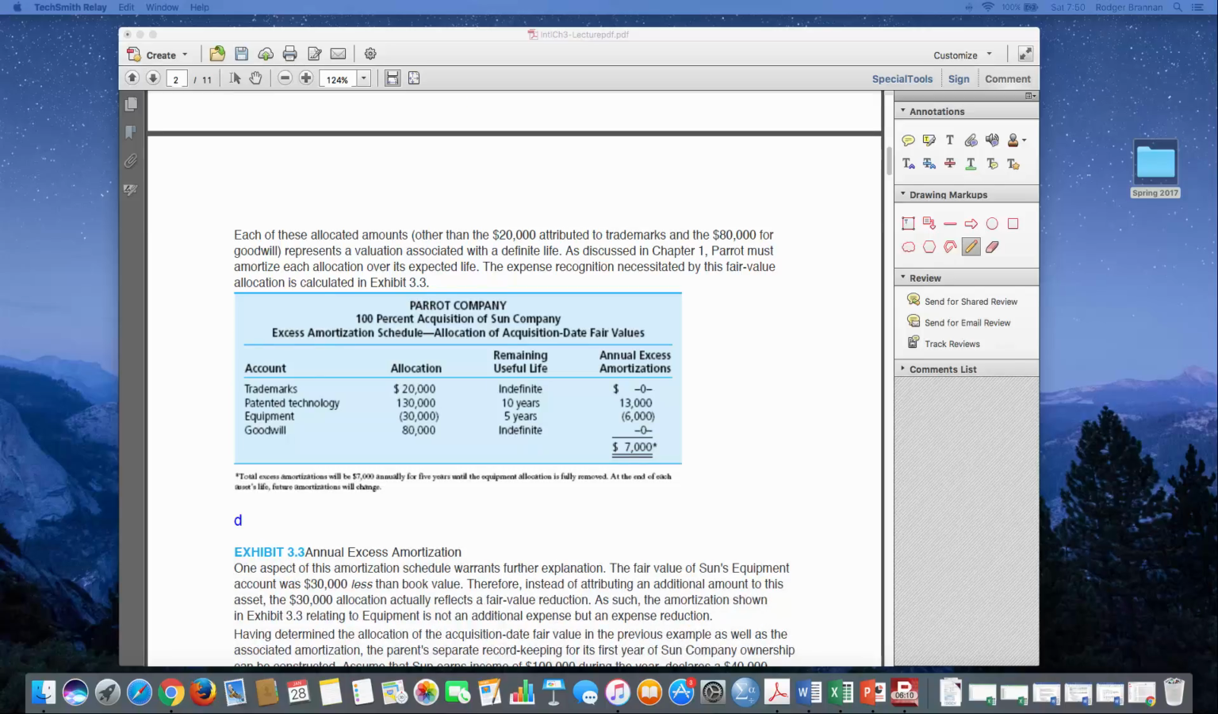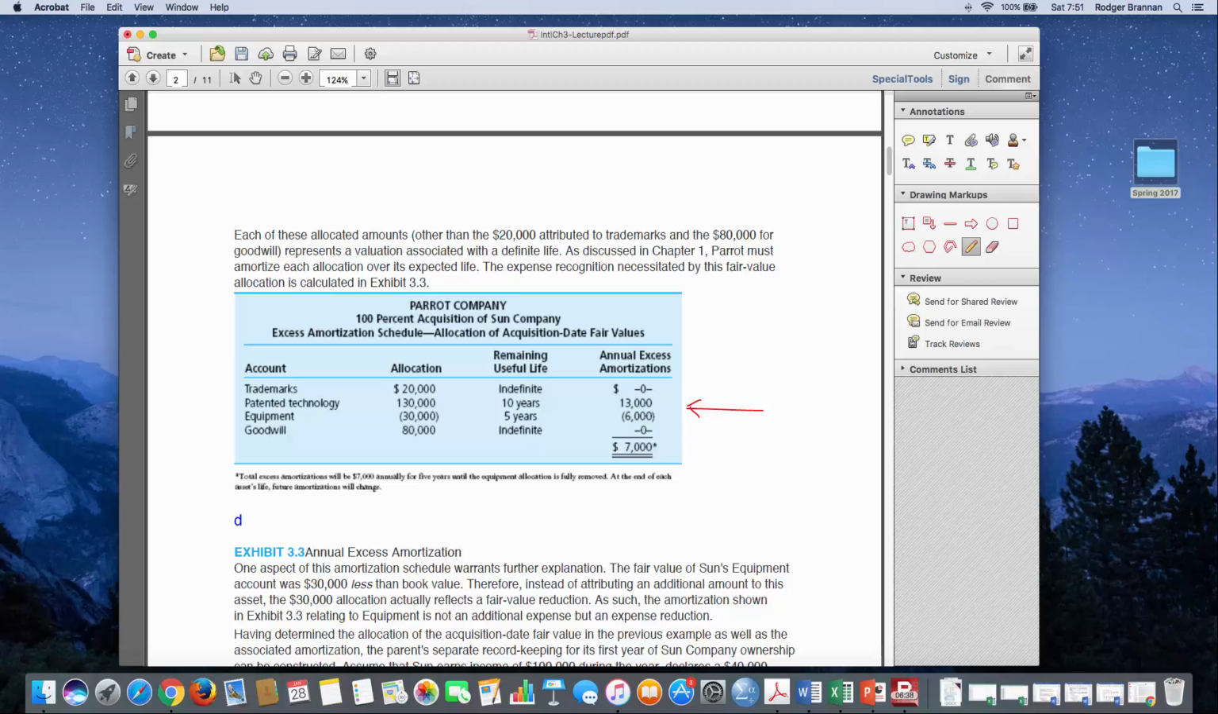But we're going to look at what would happen 1 year later, on December 31. Like we did in the first chapter, you need to figure out, of those assets that were acquired, we're going to have to amortize them. Why? Because we want to bring them down so that on the part of Parrot's books, these assets have no value at that point, consistent with Sun.